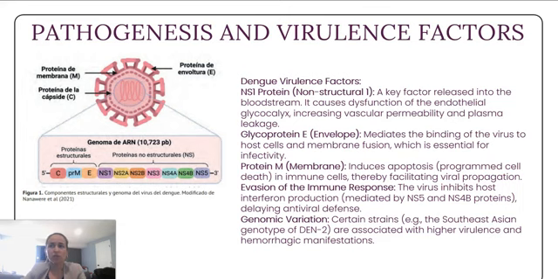Protein M induces apoptosis in immune cells, thereby facilitating viral propagation. Evasion of the immune response. The virus inhibits host interferon production, delaying antiviral defense. Genomic variation. Certain strains are associated with higher virulence and hemorrhagic manifestations.